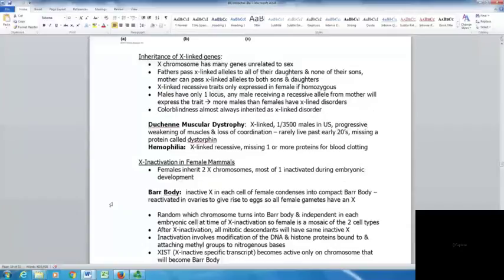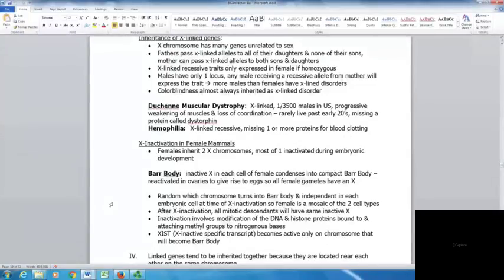So in the female, you're going to inherit 2 X chromosomes. In most of them, one is going to be inactivated during embryonic development, so the cells are fully prepared to operate with just one X chromosome. The bar body is the inactive X chromosome in each of the cells in the female. These condense into compact bar bodies. They're reactivated in the ovaries to give rise to the eggs, so all of the female gametes will still get an X chromosome. There will be 2 of them at the time when you go to divide them.